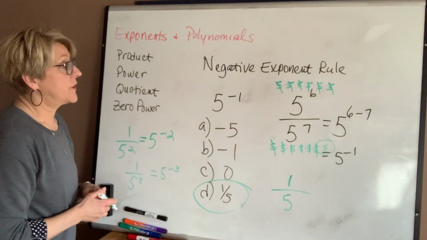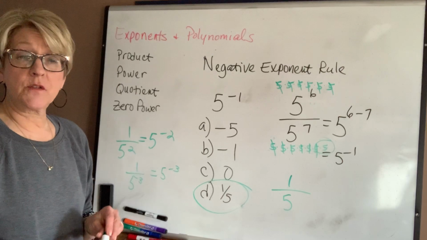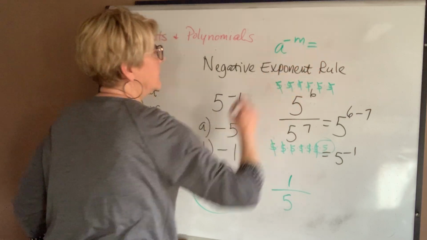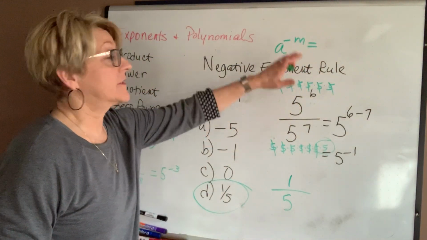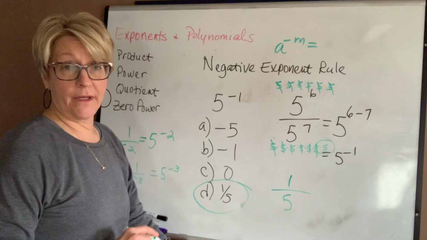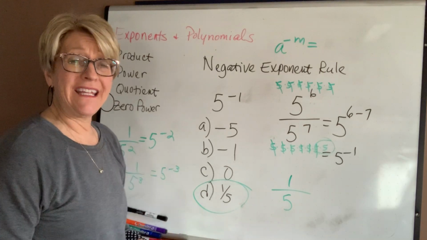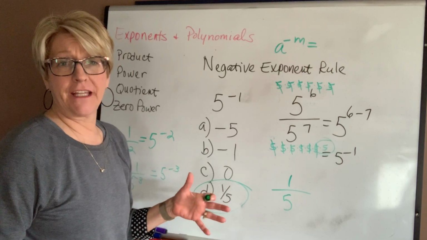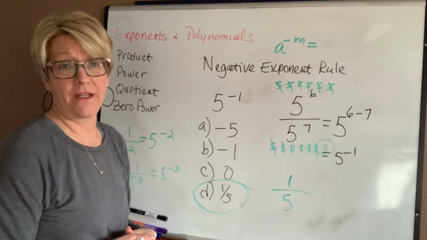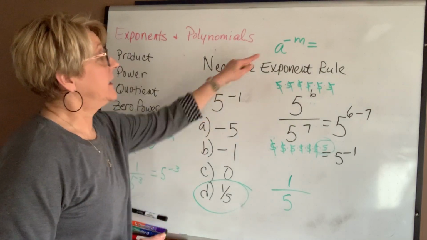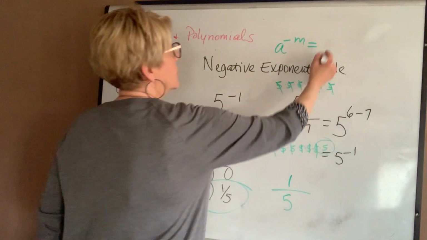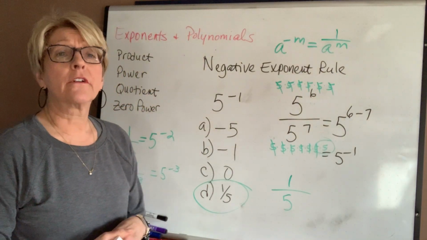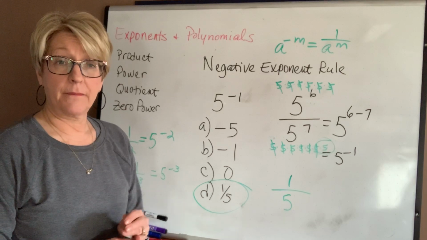Okay? So, the negative exponent rule says any number to a negative exponent, here's our general statement, needs to be rewritten, it needs to be changed. We don't leave it, it's like bad grammar. We don't leave bad grammar in a paper if you're turning it in, right? We don't leave a negative exponent in a problem. So any number to this negative exponent should be rewritten as 1 over a to the m.